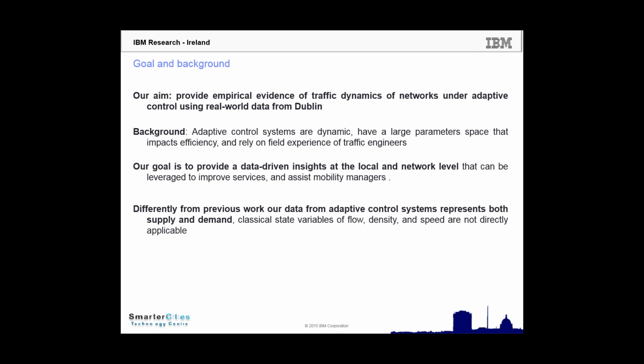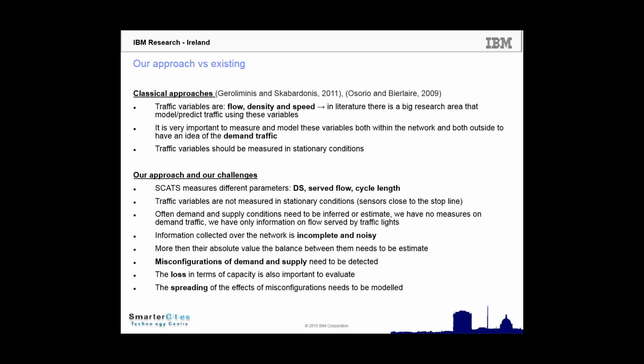Differently from previous work, our dataset is based on data regarding the supply side of the control process. Specifically, we don't work on the classic traffic variables, flow, density, and speed, because we don't have access to this kind of information. Most of the literature is focused on these three quantities, and most of the literature works on an estimation of the demand, and then an estimation of the required supply.